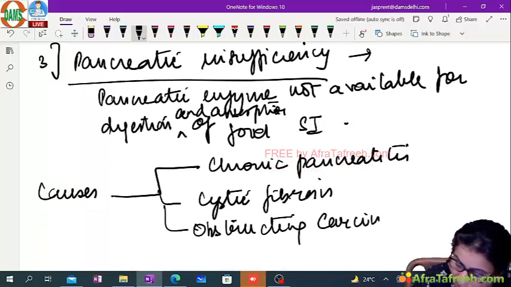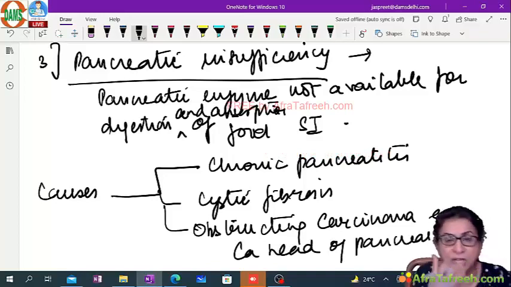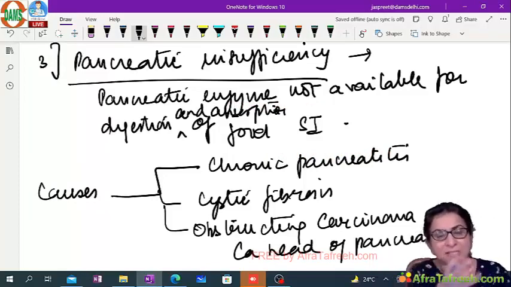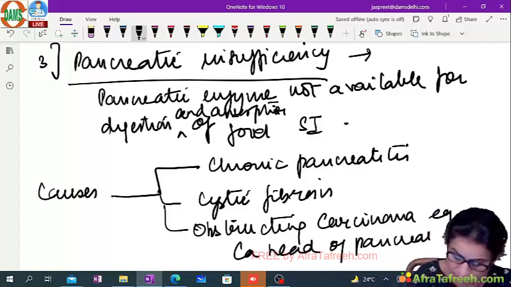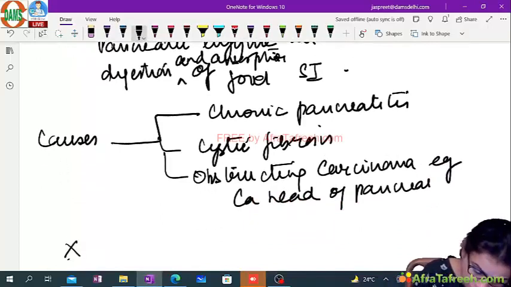Then third is obstructing carcinoma. For example, carcinoma of the head of the pancreas, or carcinoma arising at the ampulla of Vater. So what will happen? Pancreatic enzymes cannot reach the duodenum. So now what will you see? There will be malabsorption.